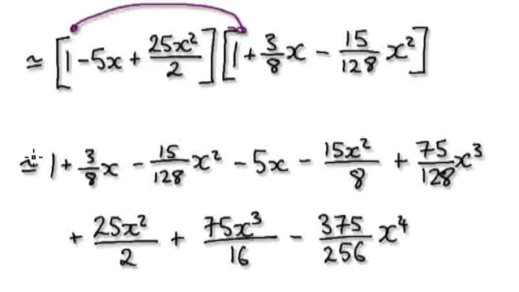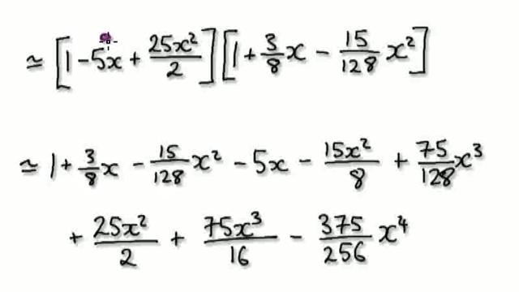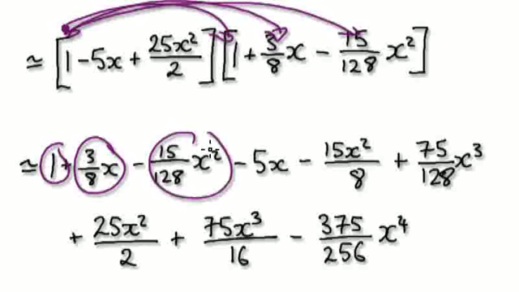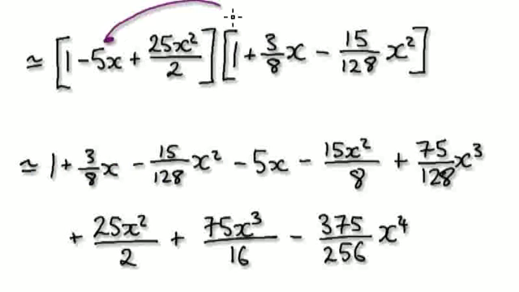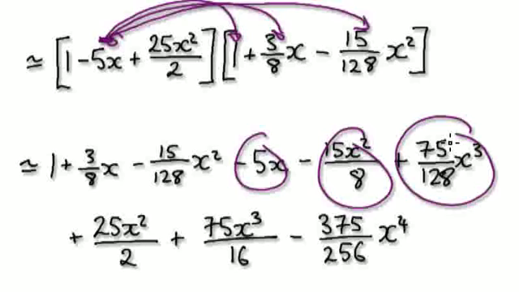So remember, this times this will give you 1. This times this here will give you this. This times this here will give you this. Okay. Now the second part, this times this will give you, hang on, yeah. Bear with me. Let's start again. Sorry. This times this will give you this. This times this here will give you this. This times this here will give you this. Now the second part, this times this will give you this. This times this will give you this. This times this will give you this.